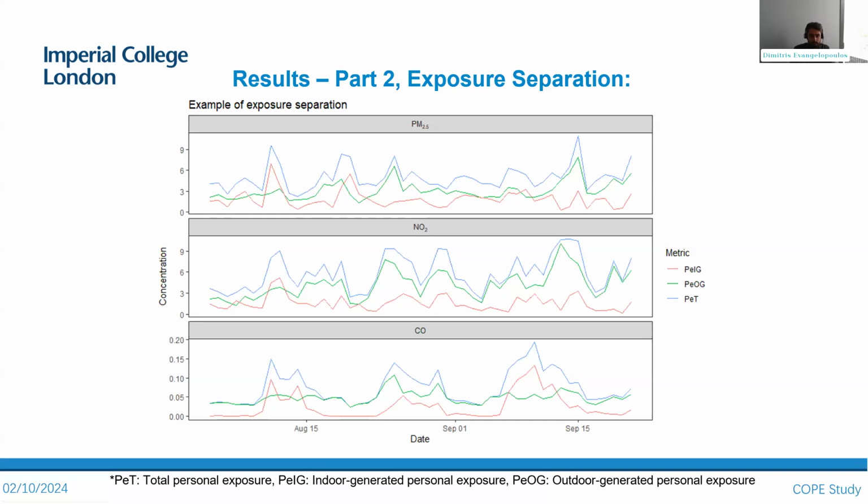Now, for our part 2 analysis, very briefly, we examined the impacts of indoor and outdoor generated pollution separately. And as you can see from this graph, we had indoor and outdoor generated pollution, which is the green and the red line. And if you combine those together, you get the blue line, which is total personal exposure.